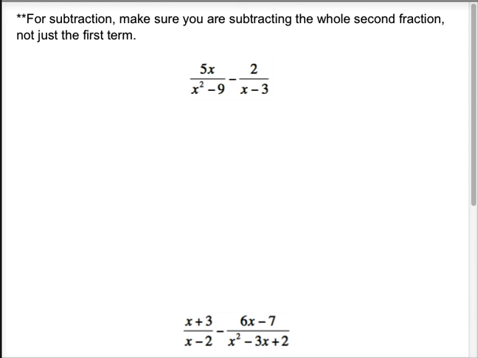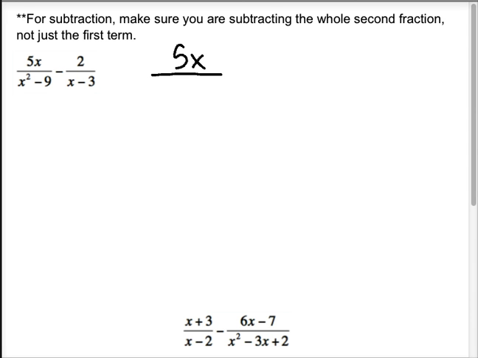Notice this piece right here, I can factor that. So that's going to be my first step: I'm actually going to factor that piece. I'm going to scooch it over to give myself some more space. So x squared minus 9, remember difference of squares, is x plus 3, x minus 3, minus 2, and then x minus 3.